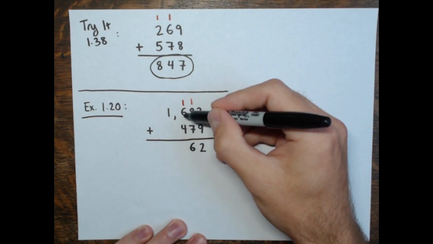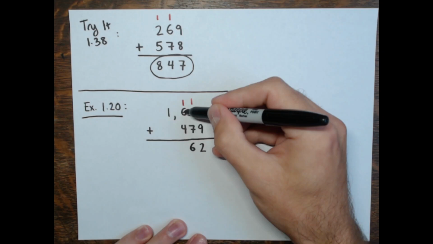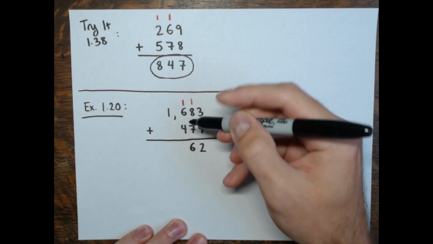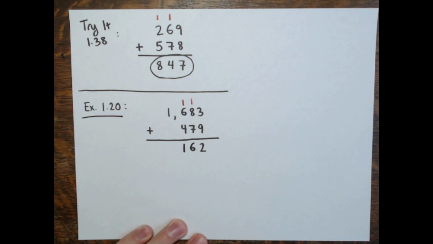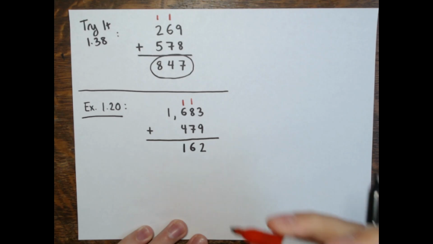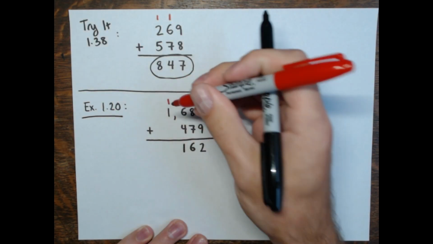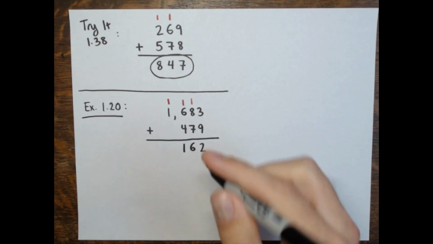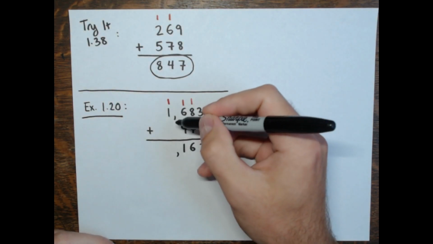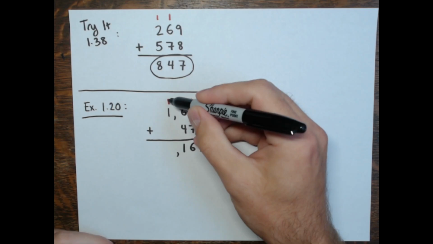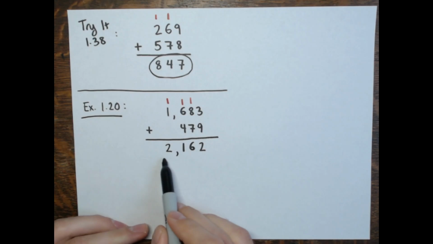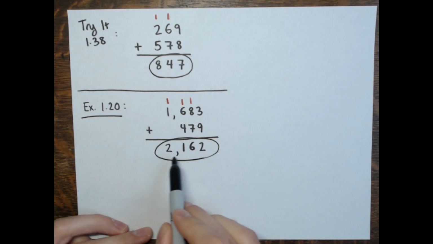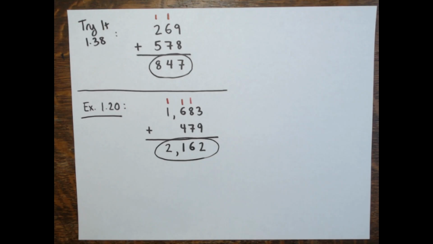Adding up the tens digits, 1 plus 8 is 9, 9 plus 7 is 16, so that's 6 tens and 100. Adding up the hundreds digits, 1 plus 6 is 7, 7 plus 4 is 11, so that's 100. And then the other 10 hundreds get exchanged for 1,000. So I carry a 1 over the thousands place, a comma between the periods here, and then the thousands place, 1 plus 1 is 2 there. So the sum is 2,162.